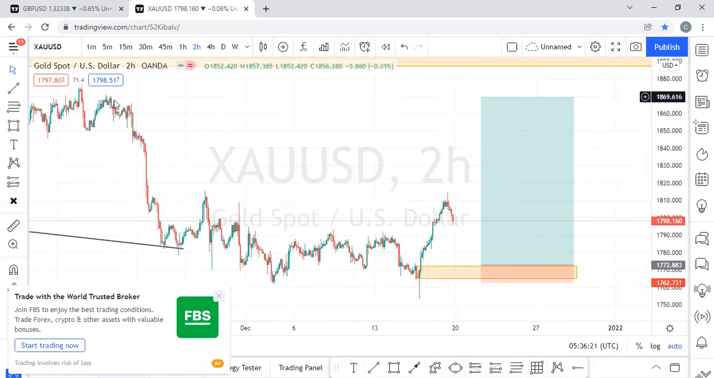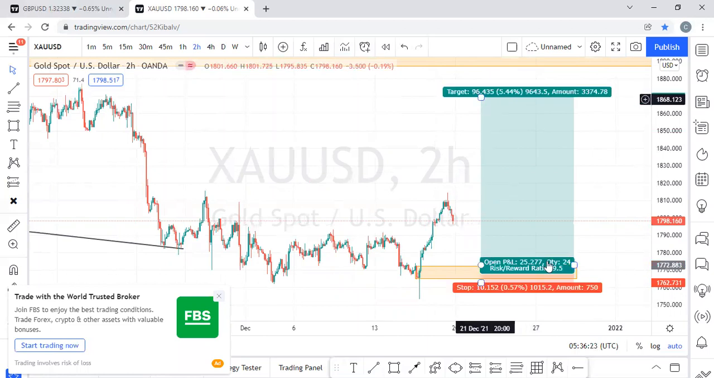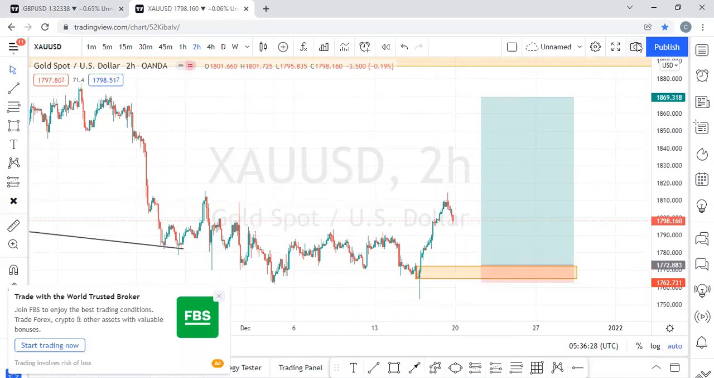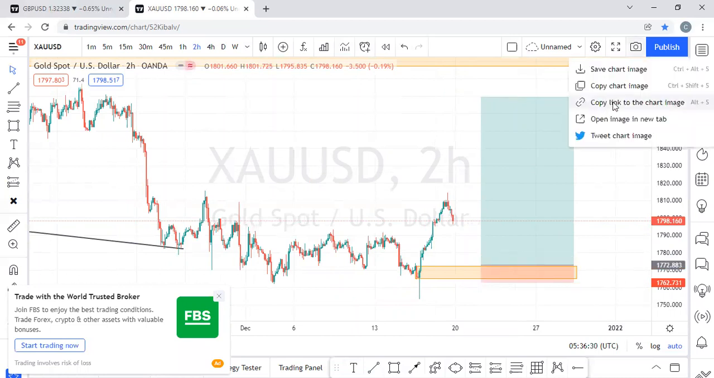This is the zone here. So I'm looking here. This will be a 1:9.5 trade on the overall. So look out for this. I'm posting this on my Telegram channel as well. So that will be all for now.